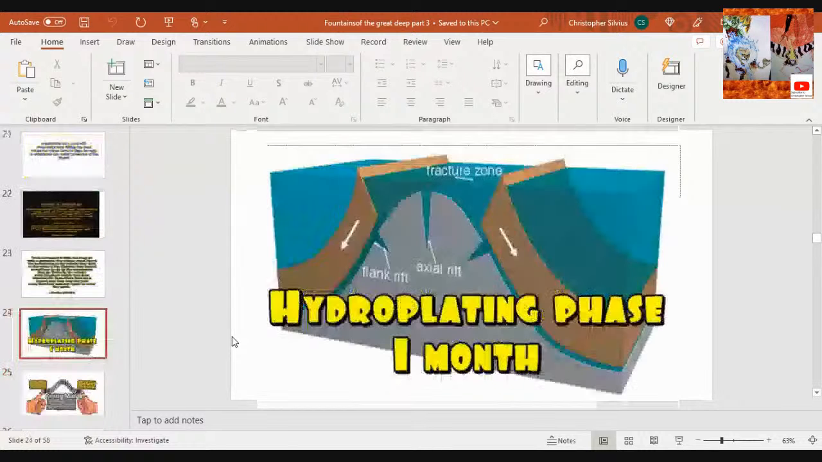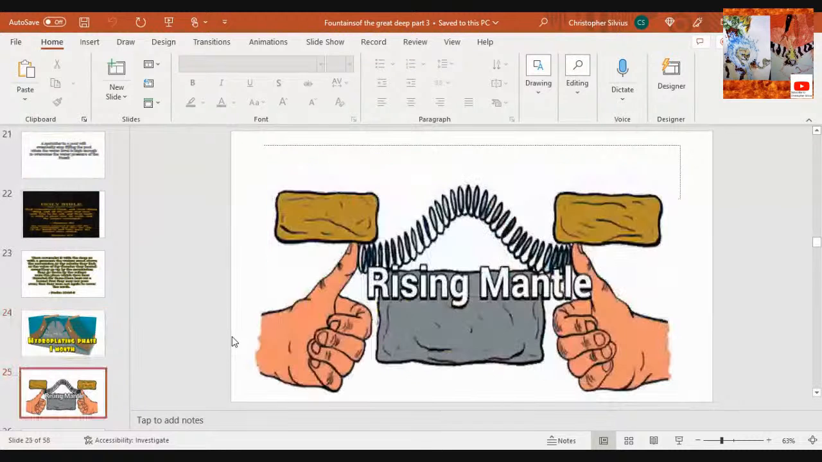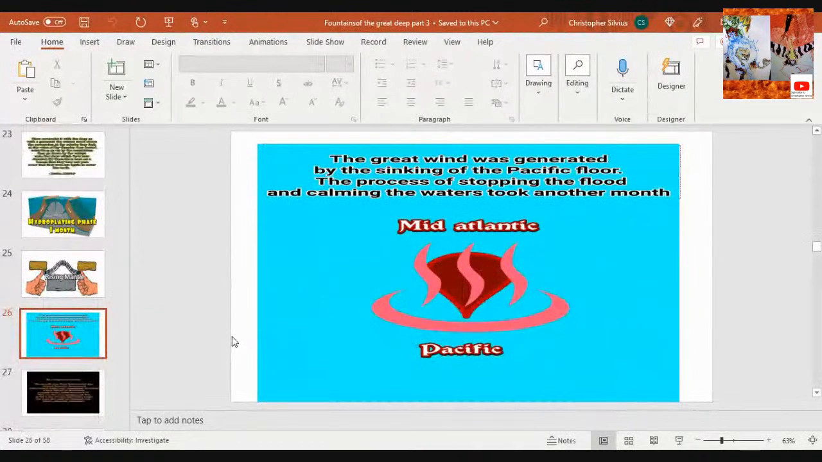Hydroplating phase 1 is about a month, 40 days and 40 nights of rain. And then eventually after that 150 days total, the mantle springs up through the crust of the earth because the overlaying pressure is being relieved. It naturally wants to spring upward, but it can't because of the overlaying burden. So if you put two blocks on top of a spring and slowly move them apart, it will eventually spring up and move the blocks apart.